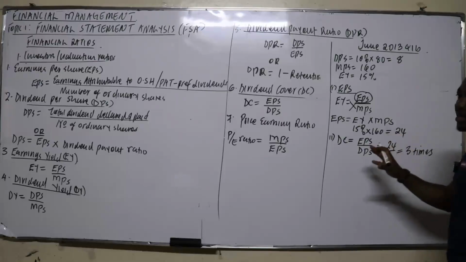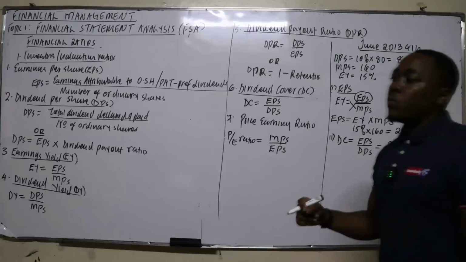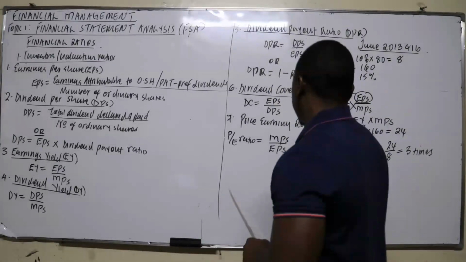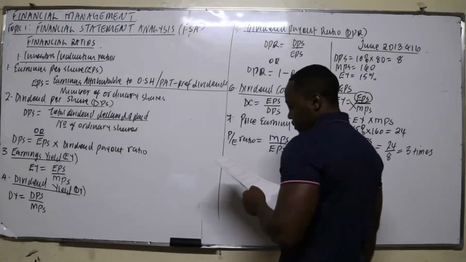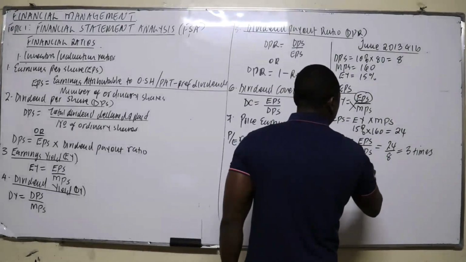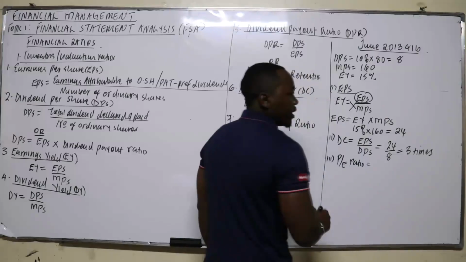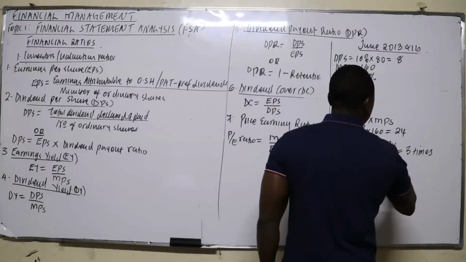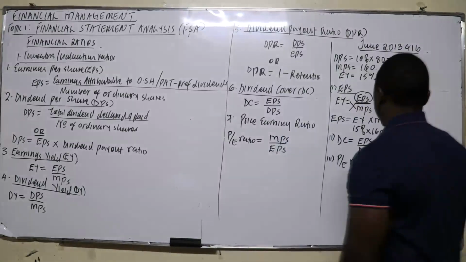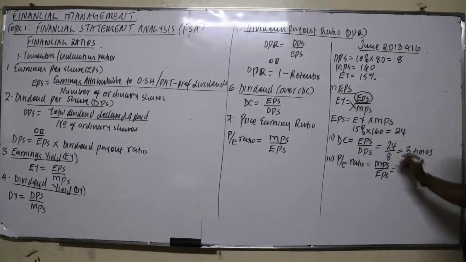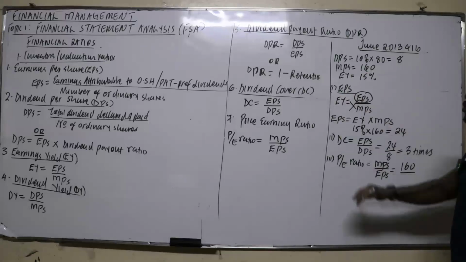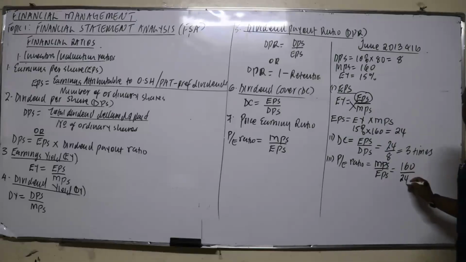Remember, I said that dividend cover shows the number of times through which the dividend can be paid from the available earnings. Then lastly, number 3, the price earning ratio. So how do we get the price earning ratio? To get the price earning ratio, take the market price per share, you divide by the earnings per share. We have the market price per share, which is 160. Divided by the earnings per share. That's what we computed in step number 1, which was 24.